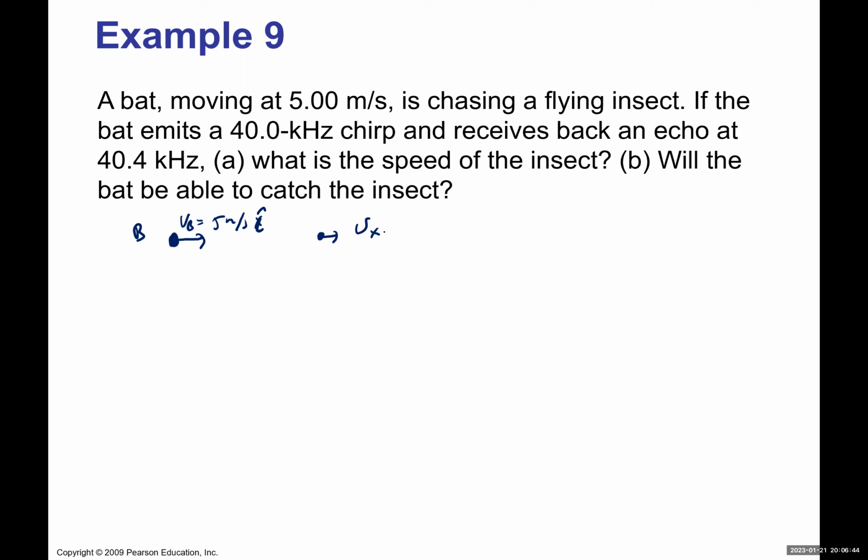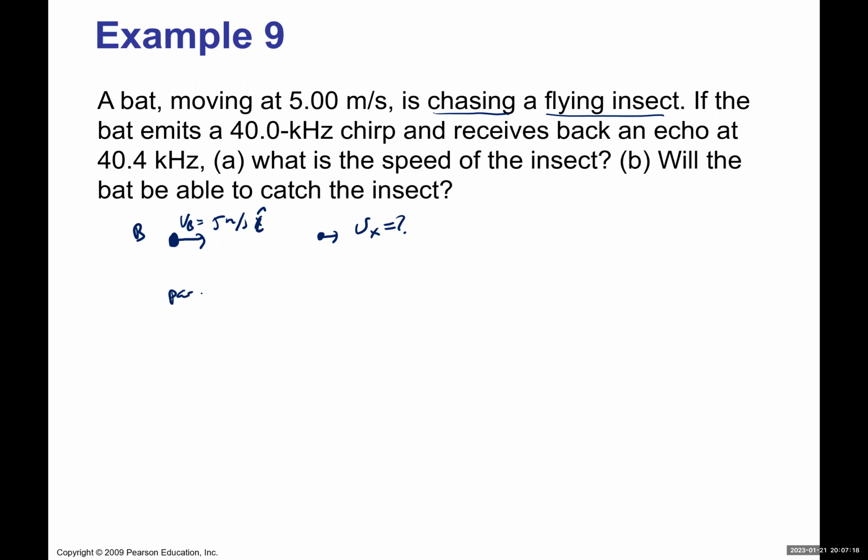Right now, I don't know the value of the insect velocity. I don't know the speed or in which direction it is moving, but from the problem we can see it's chasing a flying insect. Obviously, the insect is not going to be moving toward the bat. So at this point, there's a chase, and we assume the insect is moving away from the bat, and the bat is chasing the insect.